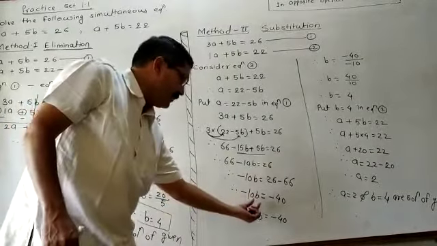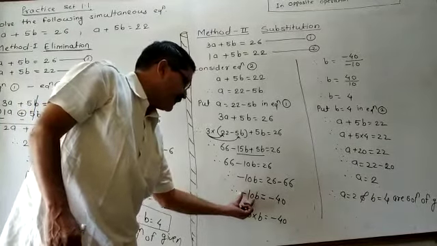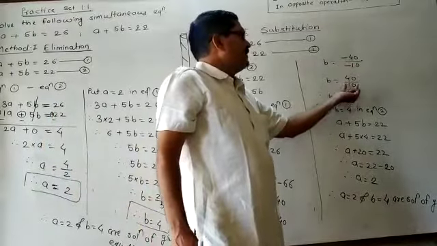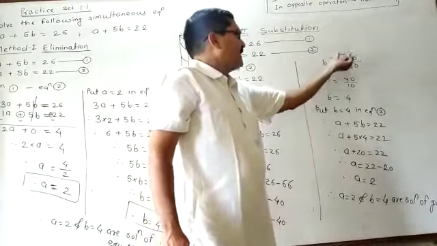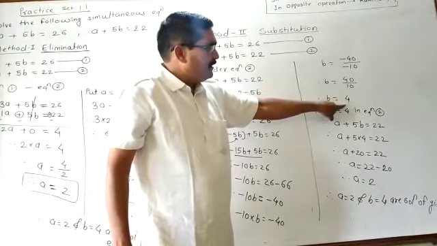You have to find the value of b. You have to transpose this minus 10 to that side. Multiplied by minus 10 becomes divided by minus 10. If both numbers are negative, the quotient is positive. 10 ones are 10, 10 fours are 40. So the value of b will come 4.